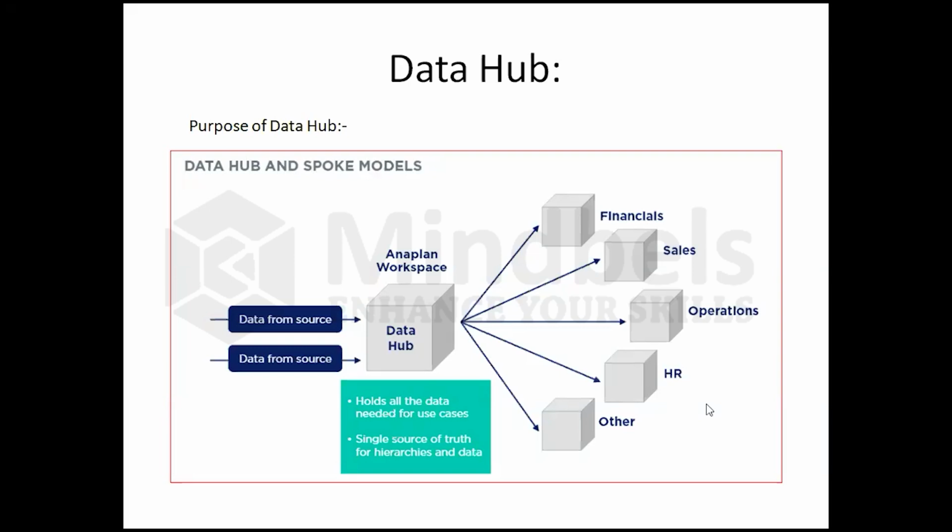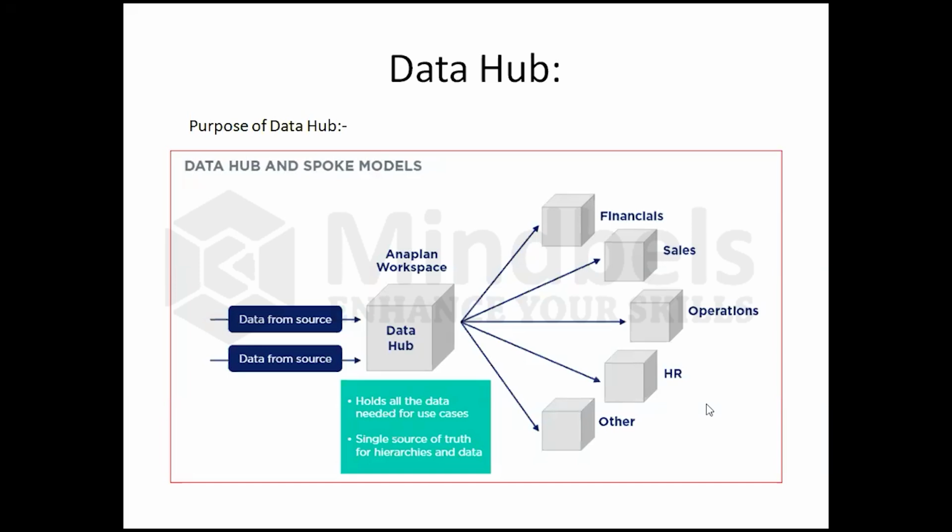Actually, data hub will have the superset of data, all data from the source system. It will bring the data from the source system and keep it in the data hub. And it will push only the required data: whatever is required for finance, it will give to finance; whatever is required for sales, it will give to sales, and so on. So ultimately, what does data hub do? Data hub can be called a single source of truth. It holds all the data needed for use cases.